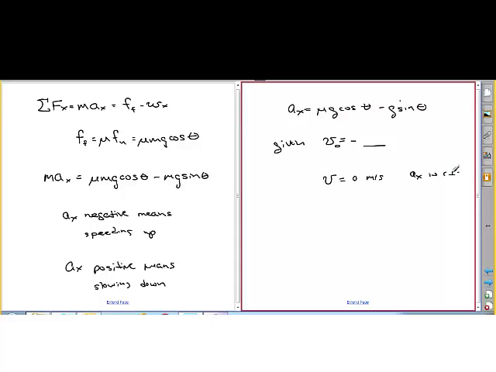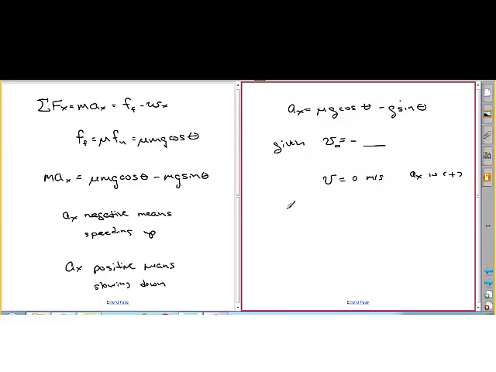Did I do that right? Oh, this is positive. Okay. So if a sub x is positive, then it's going to slow down. Okay, so that's pushing.